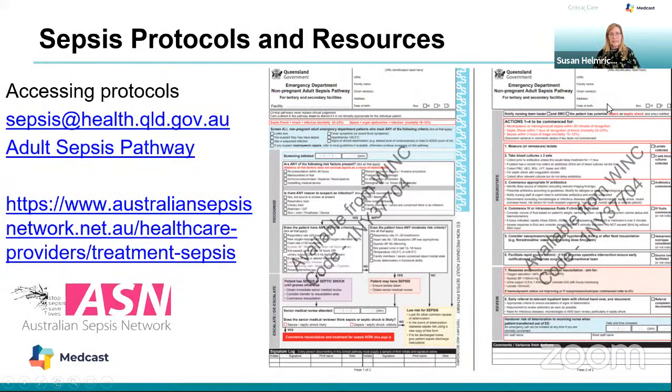So most states around Australia have got some sepsis pathways, and this is an example of the adult sepsis pathway that we use here in Queensland. The Australian Sepsis Network have got a range of educational materials that you can access. And Abby, if you want to put up link 6 in the chat box, that will take you to the Australian network that you can access later. So in Queensland, we've got the fairly newly developed adult and paediatric sepsis pathways, and that's an example there. So you can access these anywhere in Australia with permission. So you just contact that email address to access that.